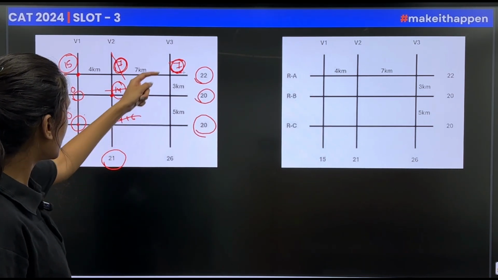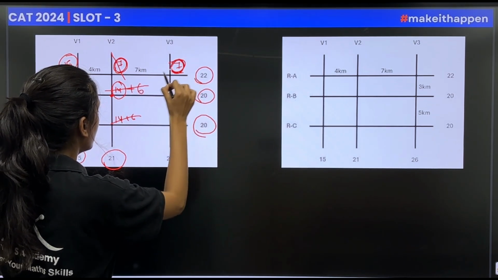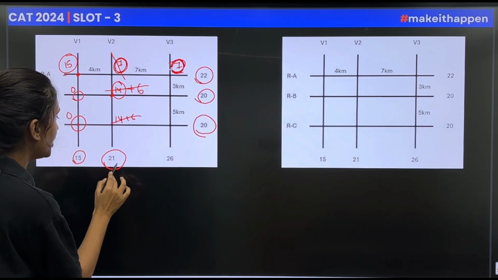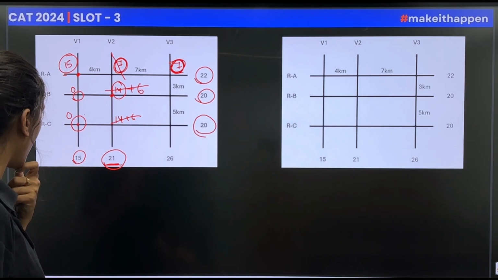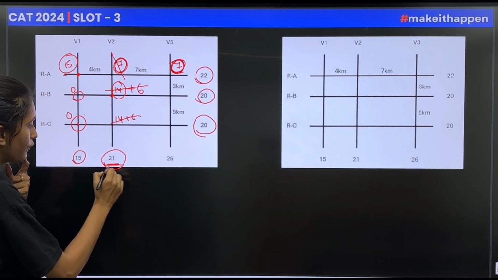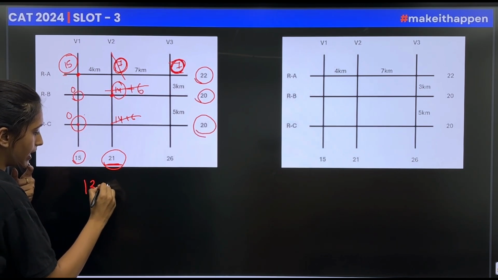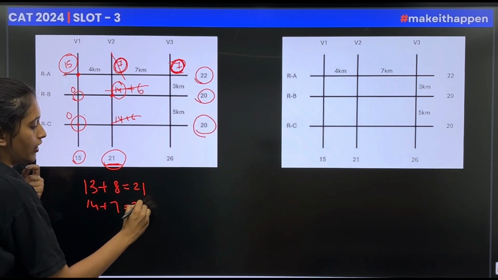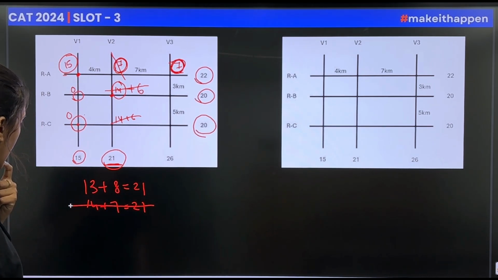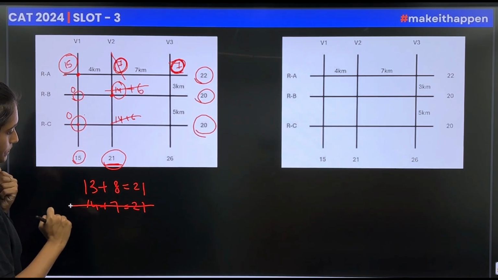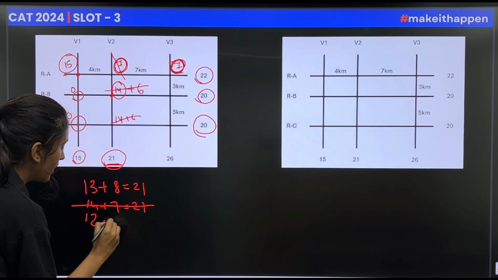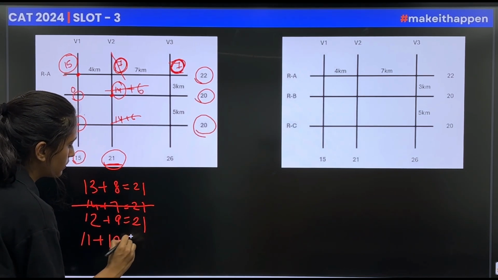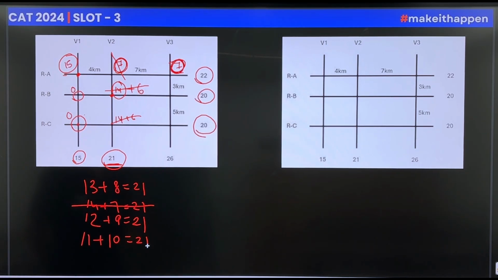Now if 7 is over here, I have to take something over here that will give me 21 ultimately. Now if I see the combinations for 21, I will get 13 plus 8 is equals to 21. 14 plus 7 is equals to 21. That is ruled out. Now I will get 12 plus 9 is equals to 21 and 11 plus 10 is equals to 21.